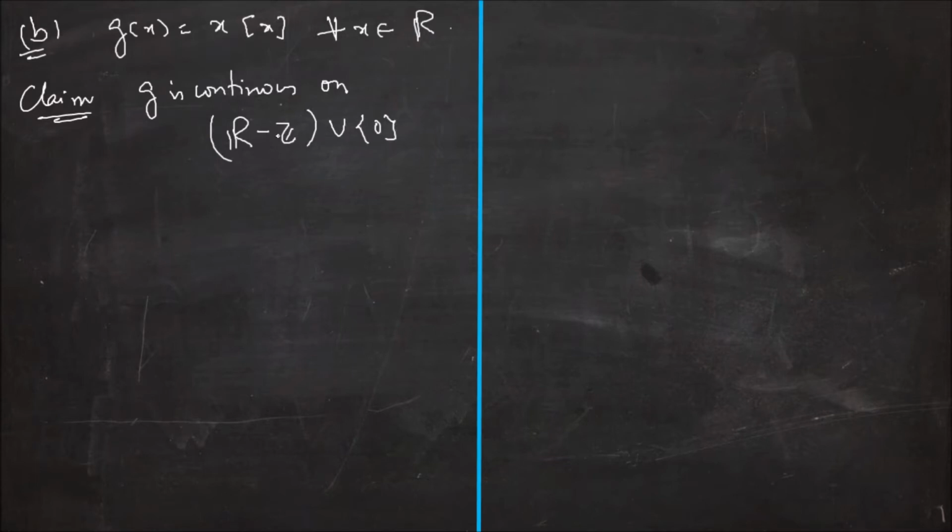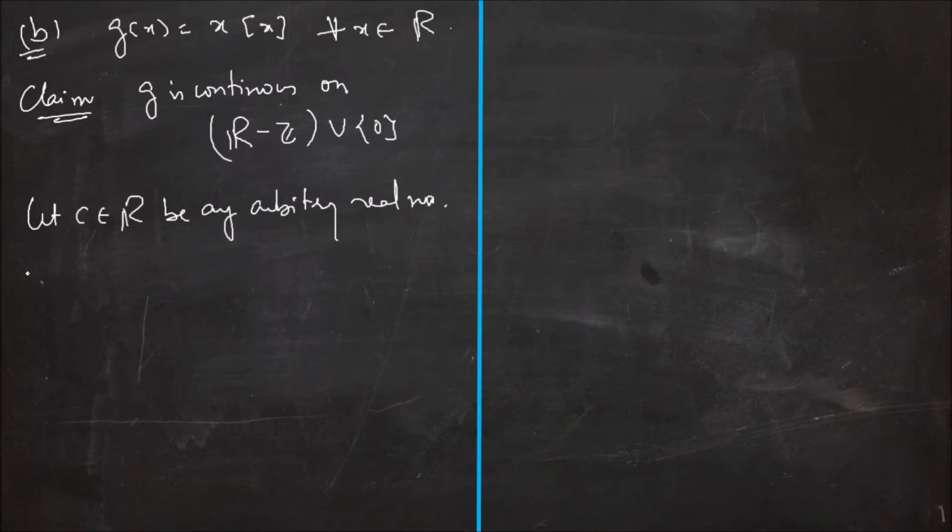So we will show that g is continuous at all real values including 0 except integers. So except at non-zero integers, g is continuous everywhere. So this is what we are going to show. So for this, again, we will take any arbitrary real number. So let c belonging to R be any arbitrary real number.